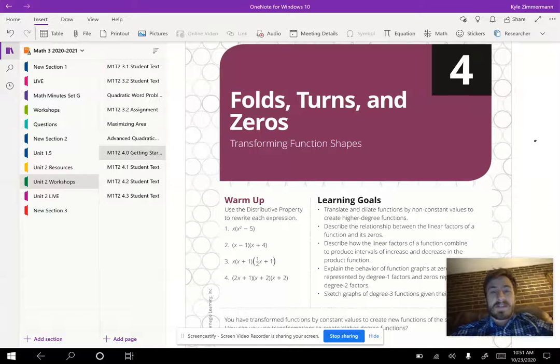Hey team, it's Mr. Zimmerman, and today we're going to do folds, turns, and zeros, and basically it's just getting started on this next section of our unit. Let's go ahead and warm up.